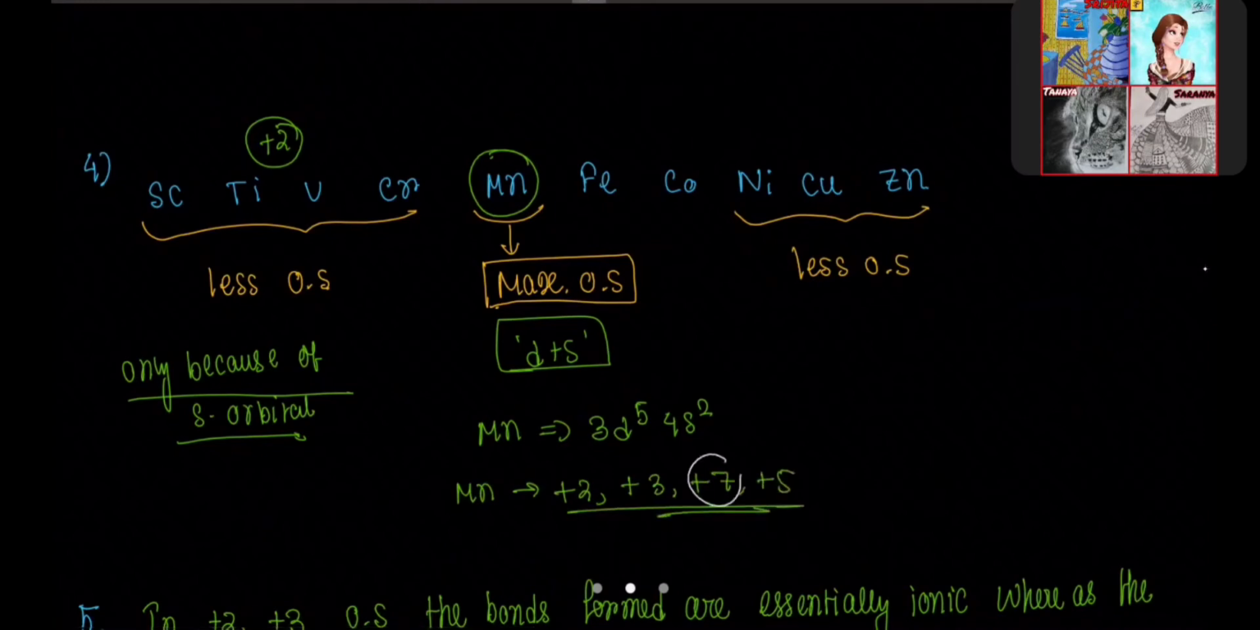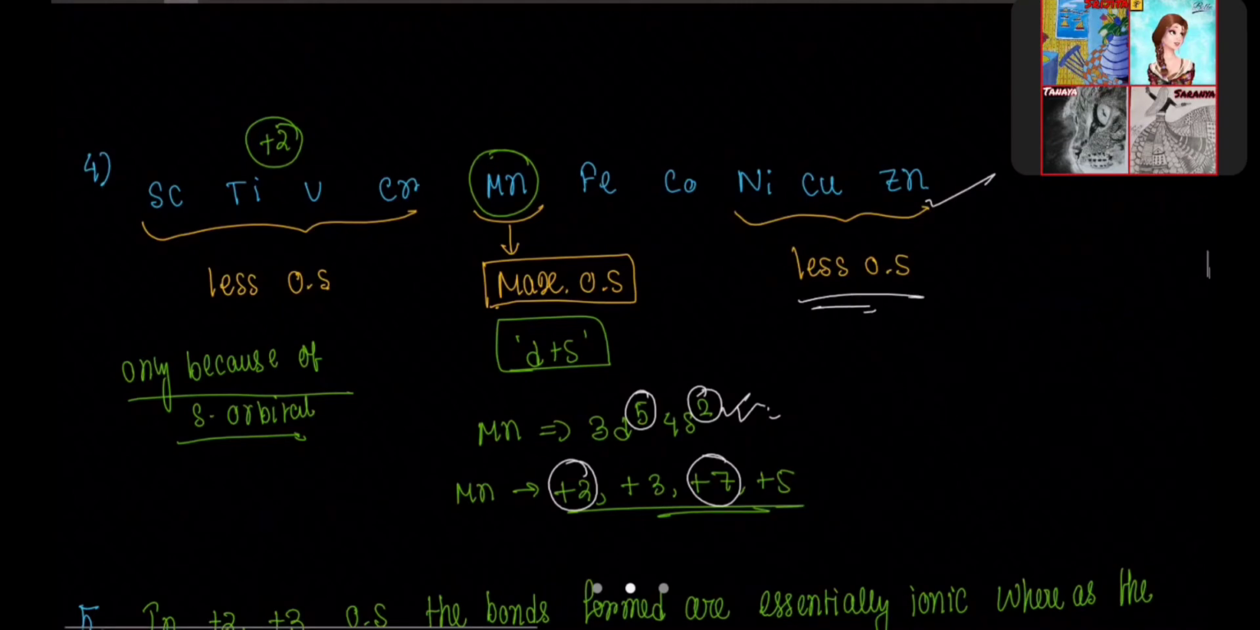+7, how do you get it? Well, when all the electrons are out, 3d5 and 4s2, then you get +7. And +2, how would you get it? From the 4s only. So this is how we get all these values over here. And similarly on the last few elements as well, we see fewer oxidation states because of their high nuclear charges.